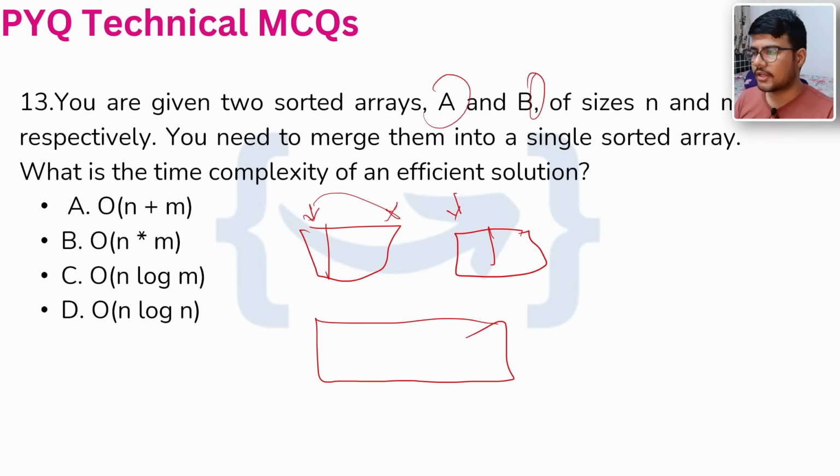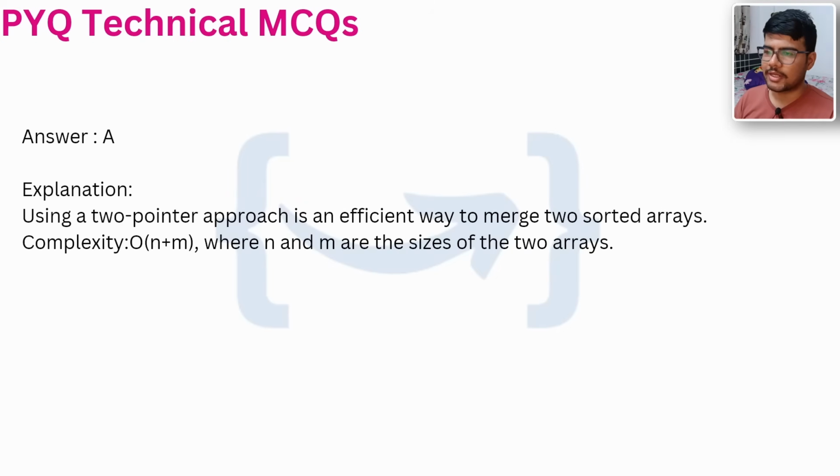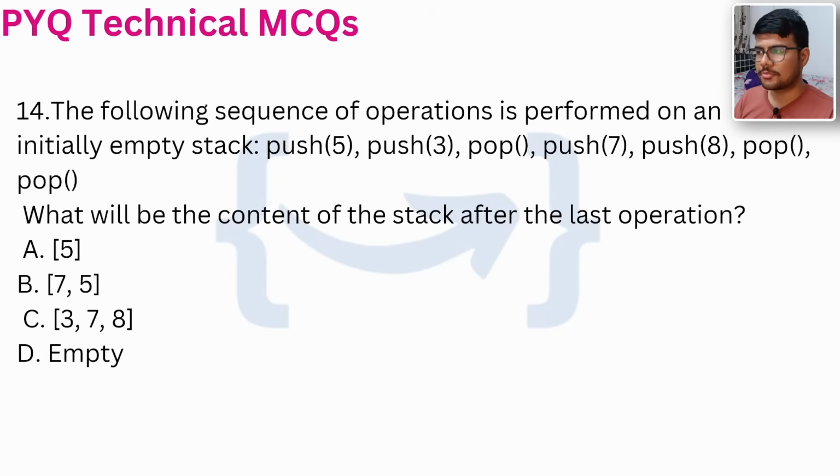There's a famous LeetCode question, merge two sorted arrays. For that it only takes n plus m time complexity. Repeat the clip if you have not understood. The explanation was pretty easy.